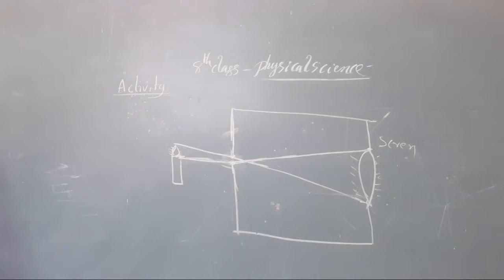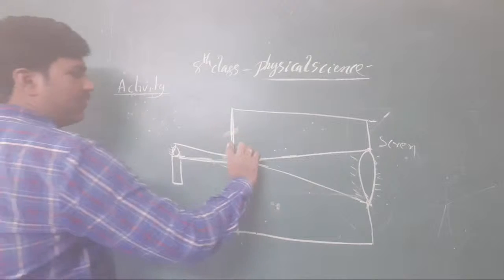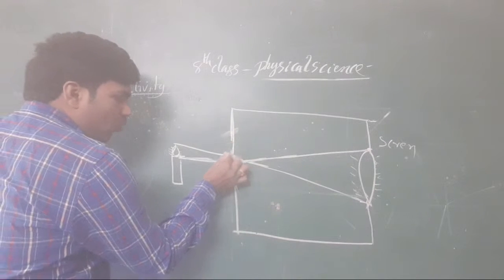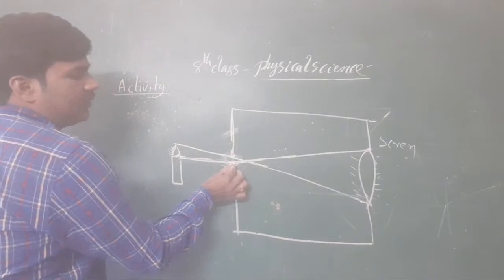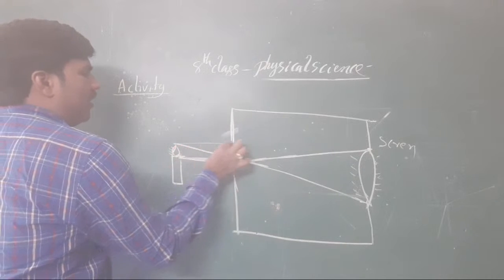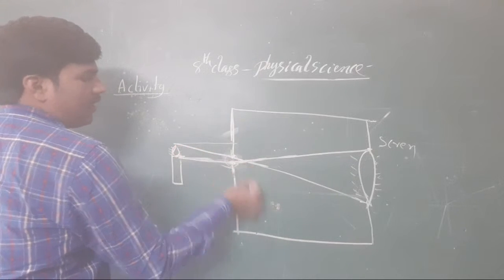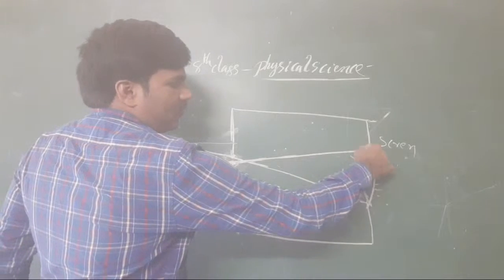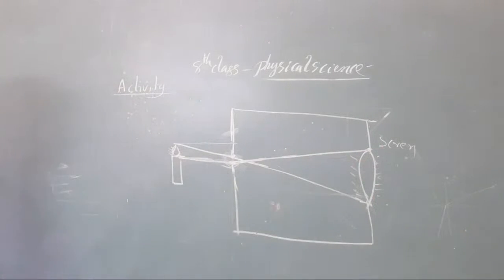What would happen here if we increase the size of the hole? When we increase the size of the small hole, the light rays spread out, and the size of the image of the flame decreases. Clear or not, all of you?